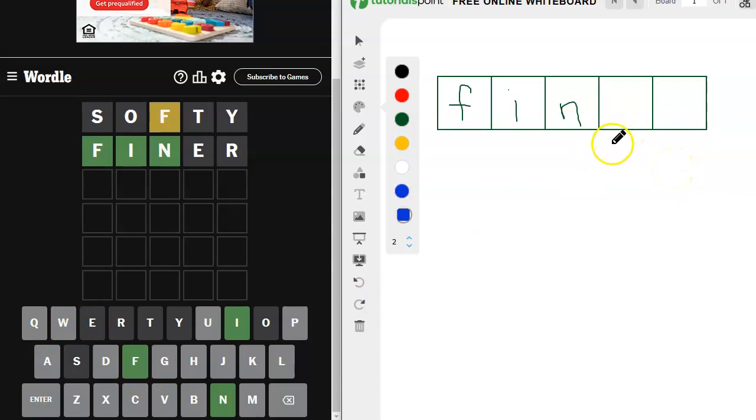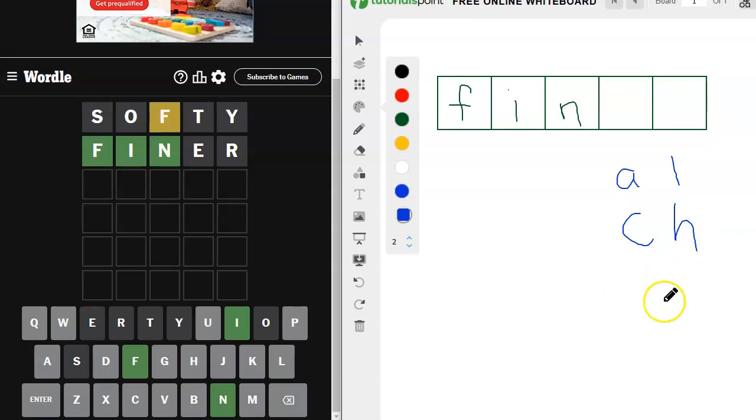So we haven't tried the A yet, but without an O. We haven't tried the L yet. Oh! It could still be final. Oh, now I wish I would have tried final. Could it be anything else? Oh, it could be Finch. I love birdies.